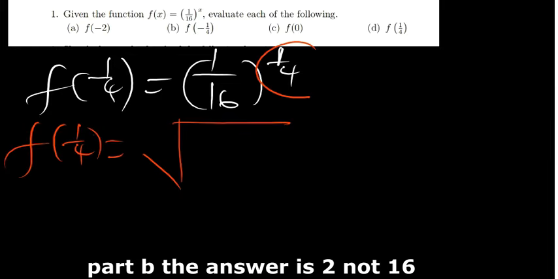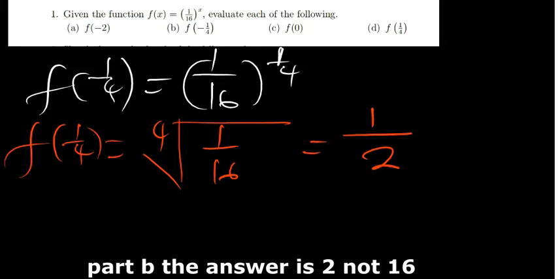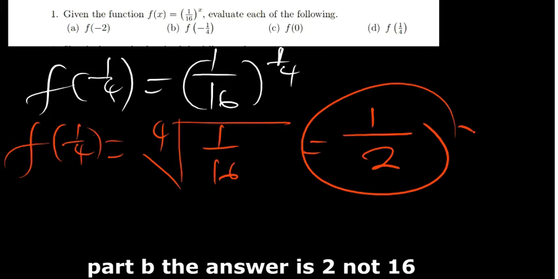This is the same case as part B, only that part B is having a negative where we introduced the 1 on top for us to remove the negative. But in this case, there is no negative. We just take it the way it is. So it's going to be the fourth root of 1 over 16. Then the fourth root of 1 is 1, and the fourth root of 16 is 2. So in that case, the answer is going to be 1 over 2. So that is it for question 1.